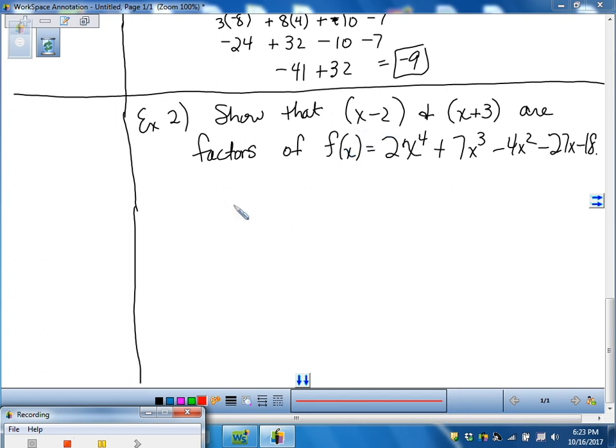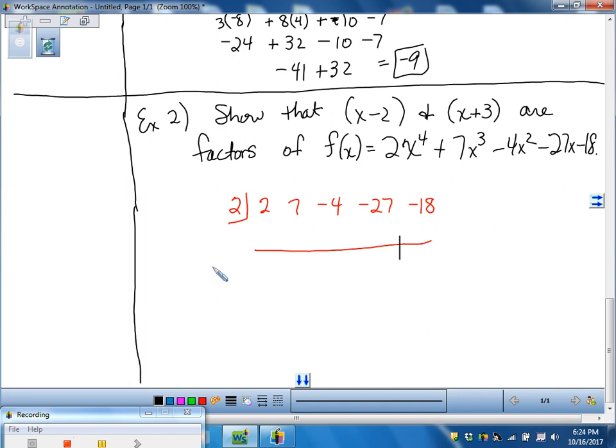So what I'm going to divide by is 2, and I'm going to write down all of my coefficients. So we've got 2, 7, negative 4, negative 27, and negative 18. And again, you want to make sure all your terms are there so that you're not missing anything. And so now we're just going to do our synthetic division, and let's see what happens. Now remember, I need to get 0 in order for it to be a factor. So I'm going to bring down my 2.